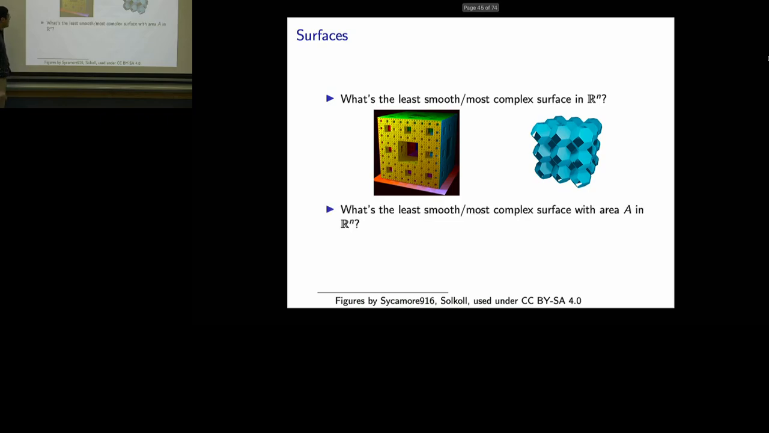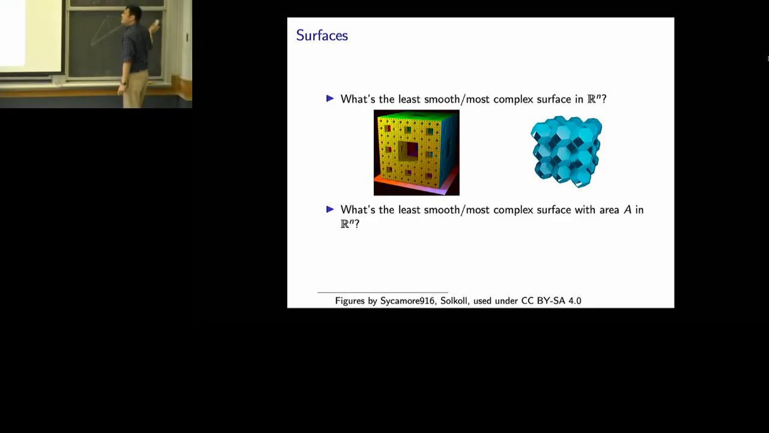Let's try to say that we want to look at the least smooth, most complex surface with a given area. Because if we restrict the area, if we force the area to be finite, it excludes these possibilities. Another problem with this question is that it is very subjective. You need to make a decision for yourself.